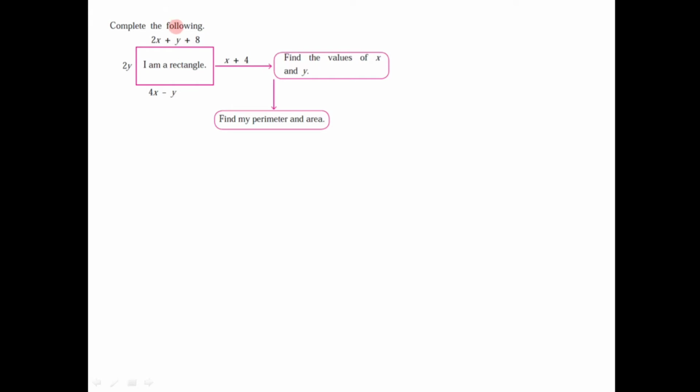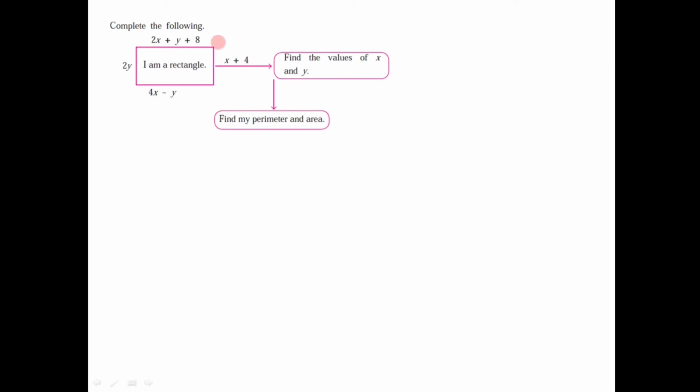Both of these represent the length of the rectangle, which are equal because we know that opposite sides of a rectangle are congruent. In the same way, the breadths are again represented by two algebraic expressions, x plus 4 and 2y, which must again be congruent. From this we have to find the values of x and y, the two variables involved, and from that find the perimeter and area of this rectangle.